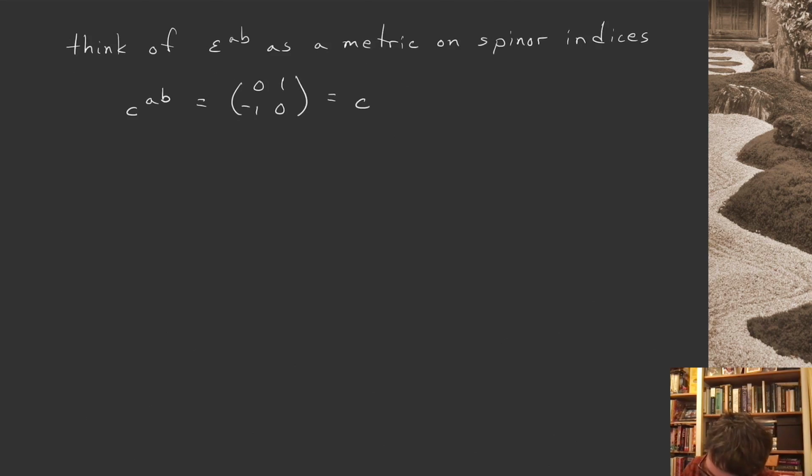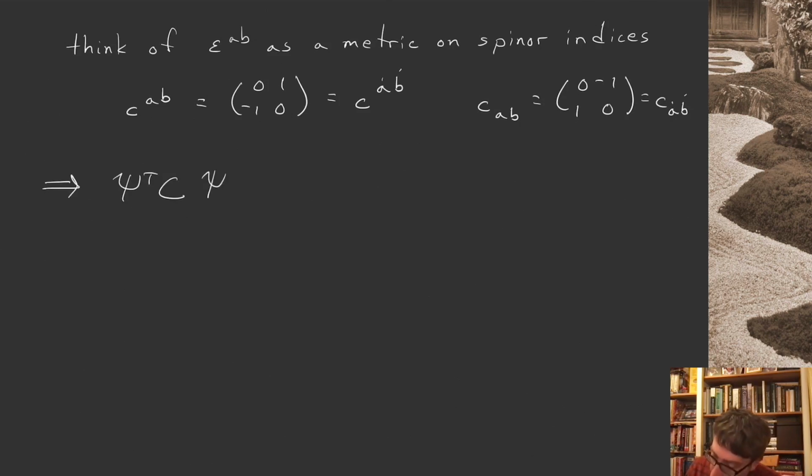And we'll use the same formalism for Ȧ Ḃ. But when we have a lower index, we're going to introduce an extra minus sign. So that's going to be 0, minus 1, 1, 0. And that's going to be the same as c_{Ȧ Ḃ}. And so when I write it in this way, what I had on the previous slide, this spinorial sandwich, this psi transpose C psi, I can now write it as λ^A c_{AB} λ^B.